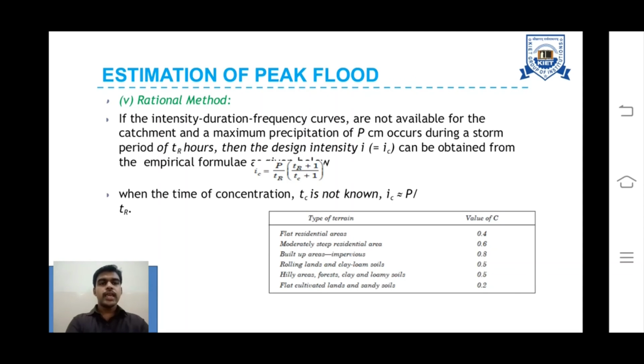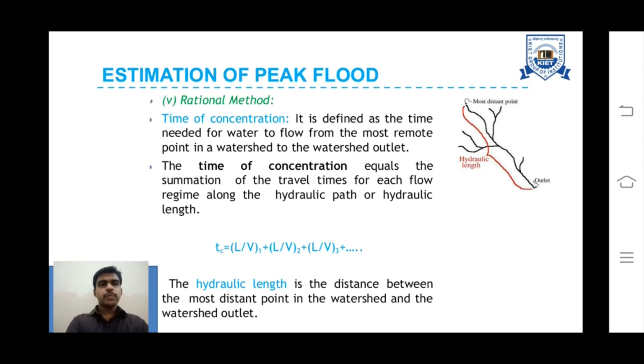The time period here is very important because the time of concentration depends upon the type of the terrain, that is flat residential area, moderately steep residential area, built up areas, rolling lands, hilly areas, flat cultivated lands and sandy soil. Here comes the time of concentration. It is defined as the time needed for the water to flow from the most remote point in a watershed to the watershed outlet. The time of concentration equals the summation of the travel times. That means Tc is equal to L1 by V1, then L2 by V2, L3 by V3, and it keeps on going.